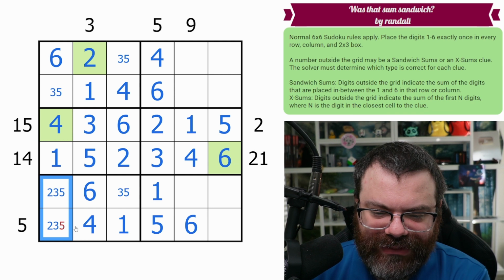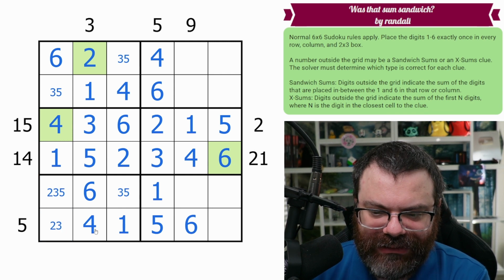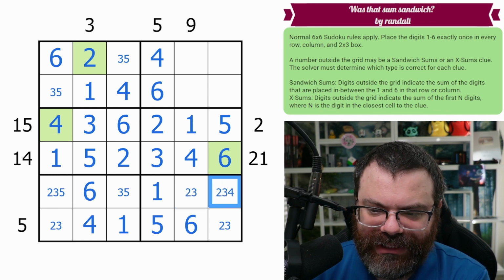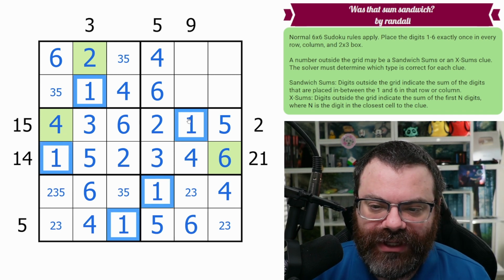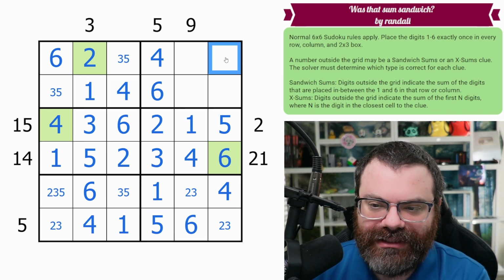Here we need 2, 3, 5. That's not a 5. Here we need a 2 or 3 also. Here we need 4, 2, 3, 4. And actually the 4 is placed. Okay, all of our 4s are done. All our 6s are done. Can we finish the 1s? We should be able to finish the 1s. Yeah, this is our last 1.